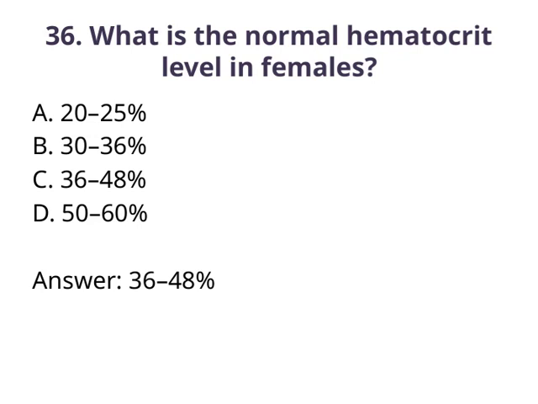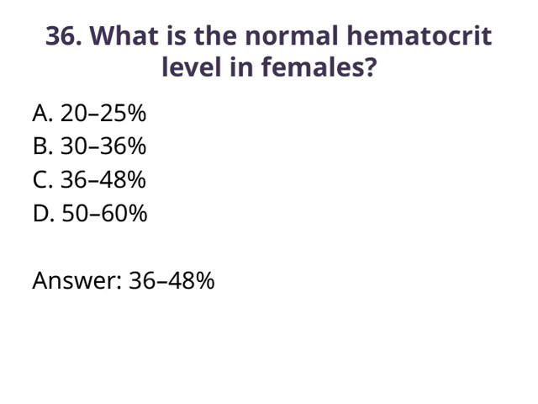So, when it comes to normal hematocrit levels in females, we're looking at a range that typically falls between 36 and 48%. This value represents the proportion of red blood cells in the blood. It's an important indicator because it helps us assess the blood's capacity to carry oxygen throughout the body. Understanding this range is crucial, especially when we're evaluating conditions like anemia or polycythemia.